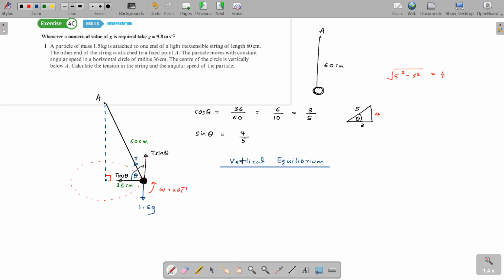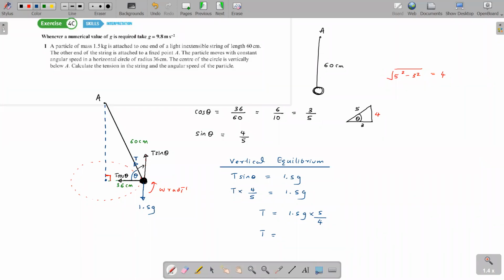So when you consider vertical equilibrium, you can write T sine theta equals 1.5 G. So T into sine theta, which is 4 over 5, equals 1.5 G. T equals 1.5 G into 5 over 4. Shall we get the answer for T in terms of G? It's better to keep it in terms of G, and in that case, you can give your answer in exact form. So 1.5 into 5 over 4. How much is it?